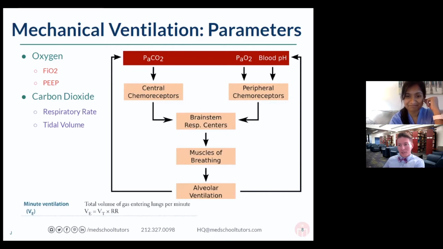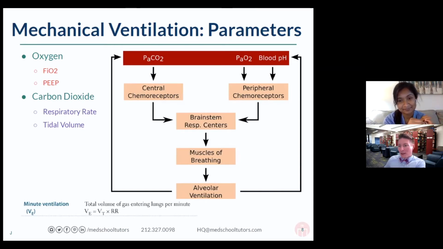Now, for oxygen, the first answer is super easy. Just give them more oxygen. So the fraction of inspired oxygen, super straightforward answer, just give them some more of that. That should improve their oxygenation in the vast majority of cases. The other way that we can fix oxygen is called PEEP, or positive end expiratory pressure. I'm going to set that one aside for a second. We'll come back to defining what that means in a moment.